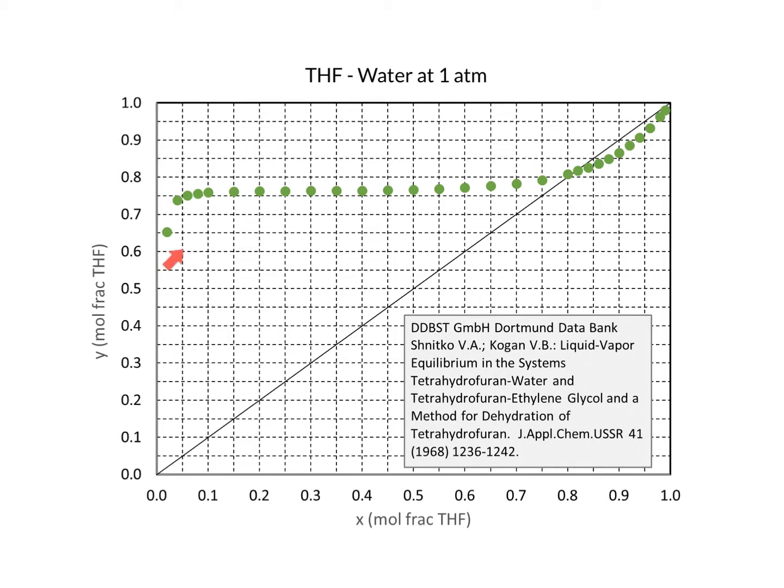Now, all these are data points, and you can see this is highly non-ideal and is not at all described by Raoult's law. In fact, it's an azeotrope. It crosses the 45-degree line here, and the light component reverses roles. It's THF here, and it's water up here. If you're distilling from these concentrations here, you can't get past this point, this azeotrope, with just simple distillation.